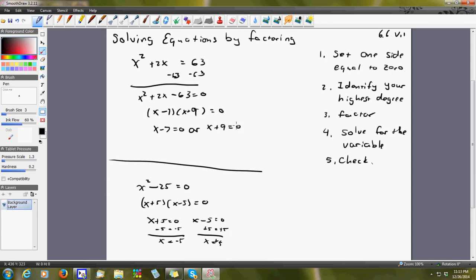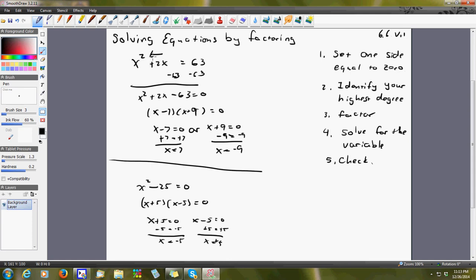And I should have mentioned this before. The reason why you identify your highest degree is because that tells you the greatest number of possible solutions. And here, we got x equals 7 or x equals negative 9.